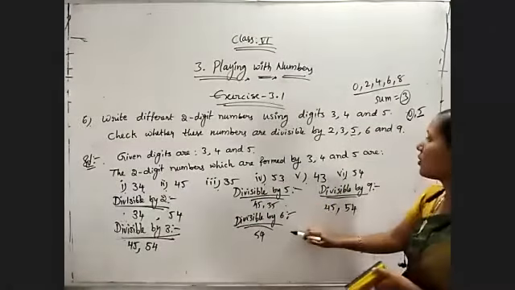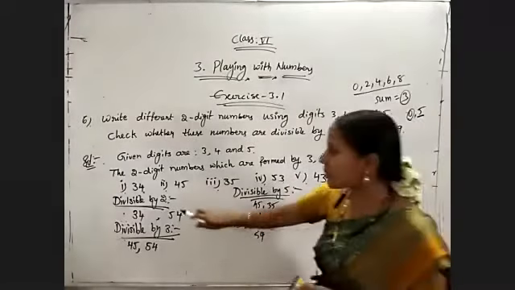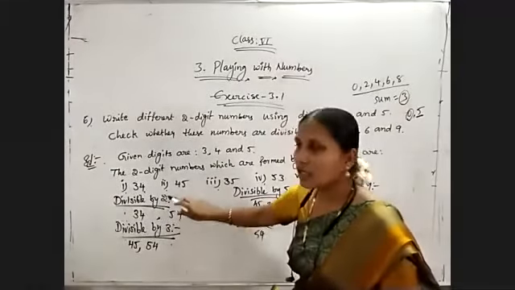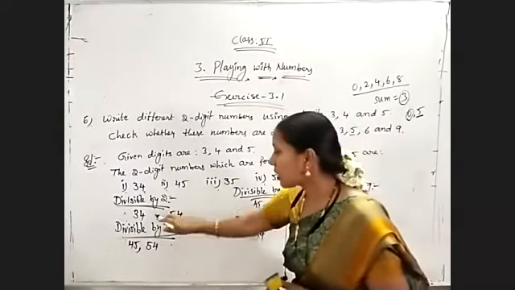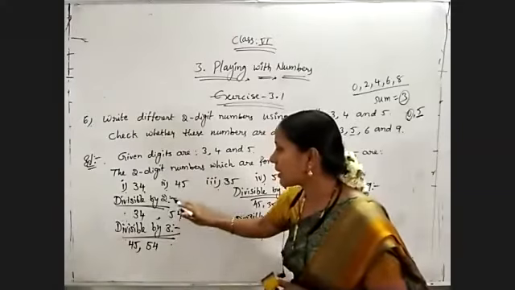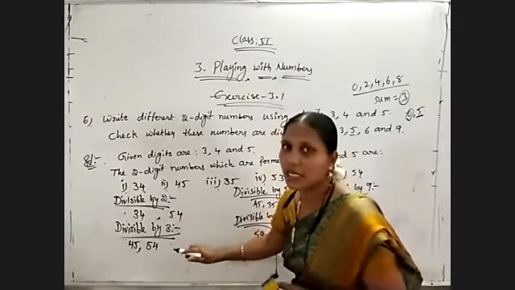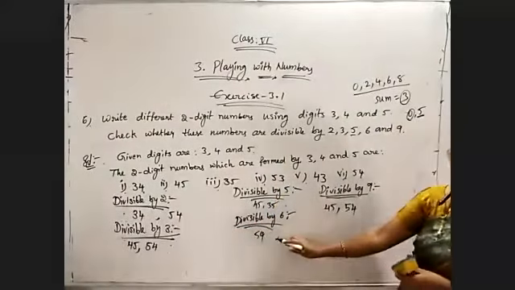Coming to divisibility rule for 6. The numbers which are divisible by 2 and 3, those only are divisible by 6. So among these two, 54 is the common number. This number is divisible by both 2 and 3. So only 54 is divisible by 6.